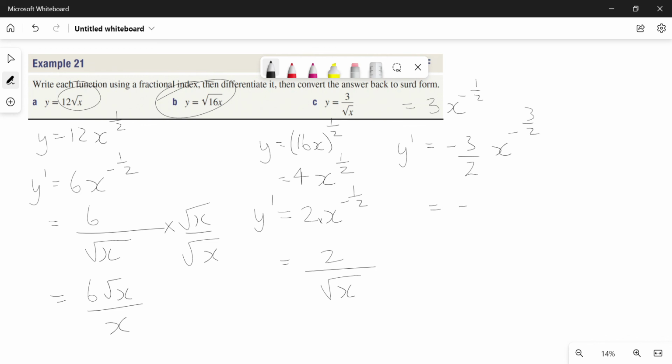So again, putting it back into the original form, the x is to the power of negative, so it's going to go down to the bottom. It's a square root and it's a power of 3. Okay, hope that helps.